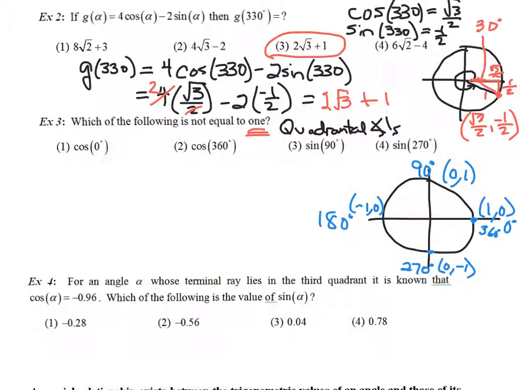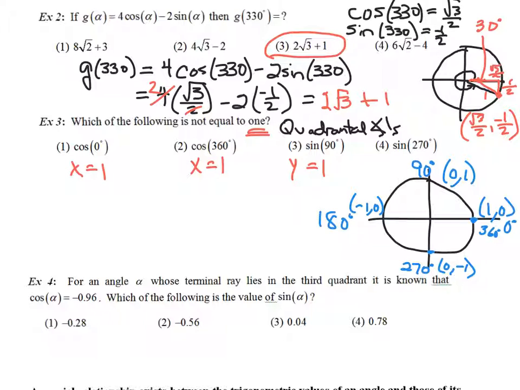Cosine of 0, so I'm looking over here at 0 degrees. Cosine I know to be the x-coordinate, so therefore the x-coordinate is equal to 1. 360 degrees is equivalent, so that x-coordinate would also be equal to 1. Sine of 90 degrees, here's my 90 degrees. Remember that sine is really the y-coordinate, so that y-coordinate is also 1.